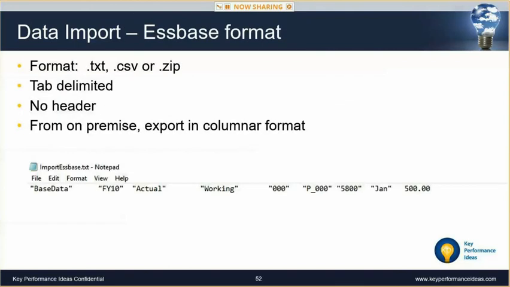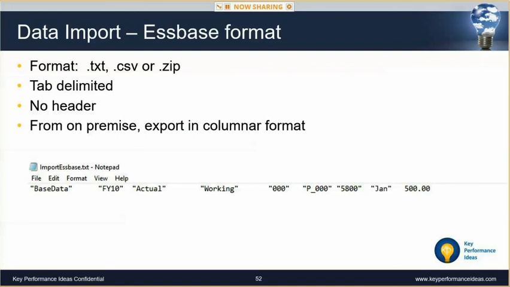So when you're doing a data import with the Essbase format, you can upload the file to the inbox as either a text, CSV, or a zip file. The zip file is quite nice because if you have large data files, it can take a long time to upload them into the cloud. So the zip will help make that faster.